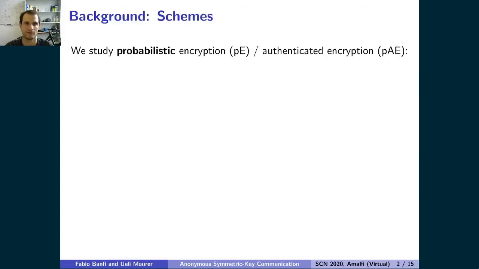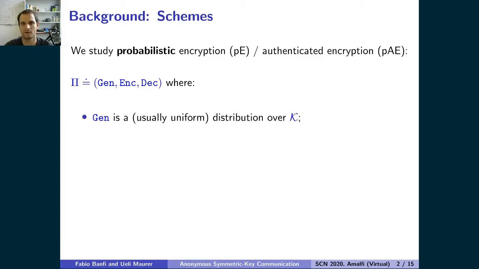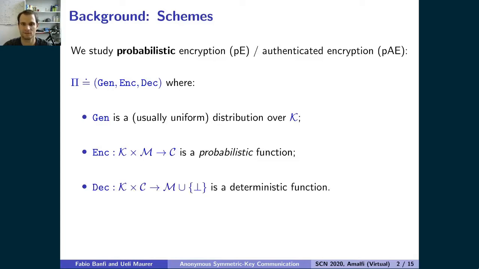In our paper we study the anonymity of probabilistic encryption, PE, and probabilistic authenticated encryption, PAE. These are on the syntactic level the same object, and mathematically they are defined by a distribution over the set of keys K, a probabilistic function from the set of keys K and the set of messages M into the set of ciphertexts C, and finally by a deterministic function from the set of keys and the set of ciphertexts into the set of messages plus a special symbol bottom which encodes invalid ciphertexts.